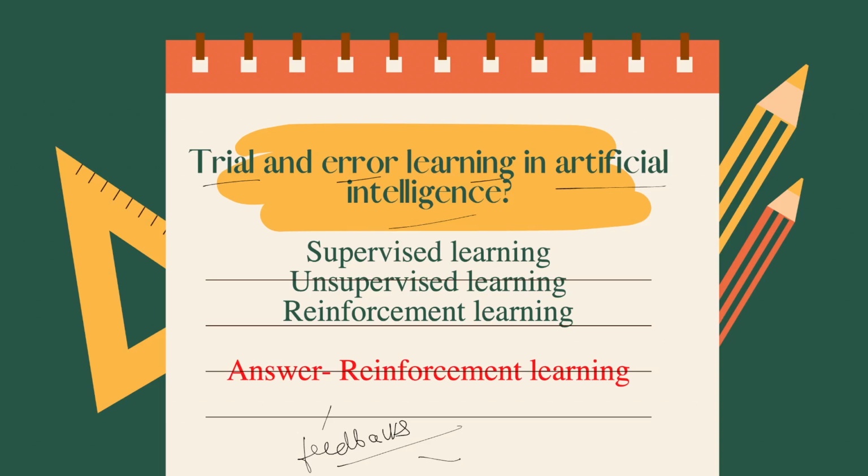For each bad action, the agent is going to get negative feedback or a penalty. For each good action, the agent is going to get positive feedback. So with this feedback, it is going to learn. This is how reinforcement learning works. It can also be named trial and error learning in artificial intelligence. I hope all of you answered correctly.